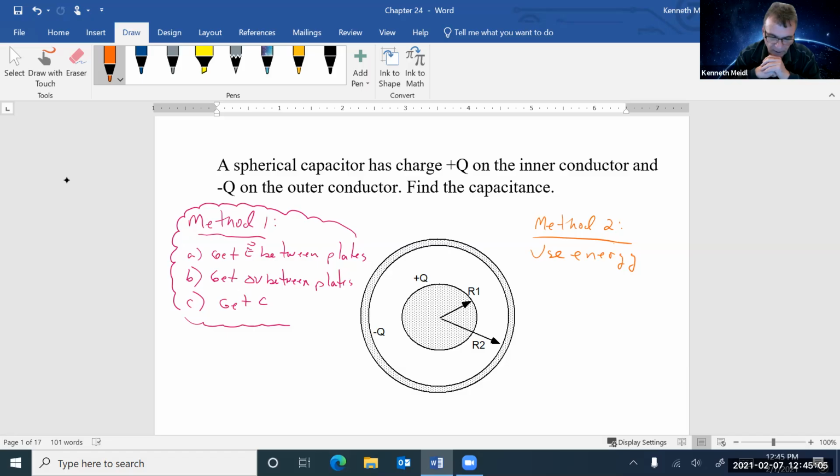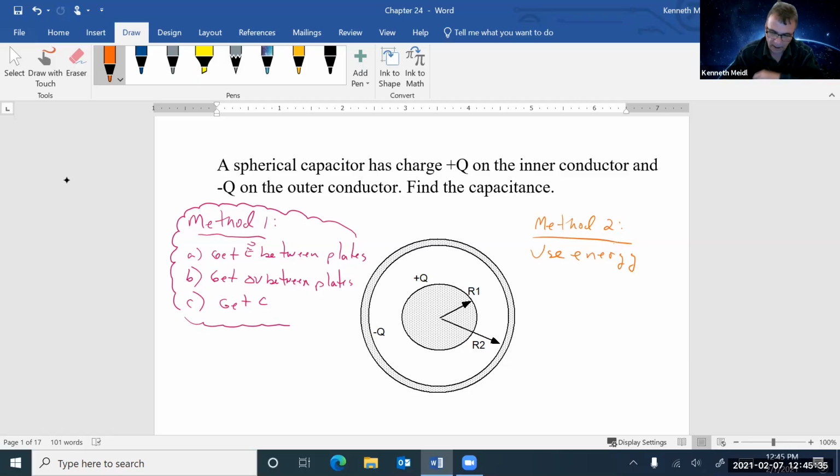And so really, step A and step B in method 1 are something that is very straightforward to do. And then you just use Q equals C times V typically, and you can get some sort of expression for the capacitance. So now remember, on a parallel plate capacitor, the capacitance depended on the stuff between the plates and the geometry of the plates. And I would expect it to kind of come out to be the same here.